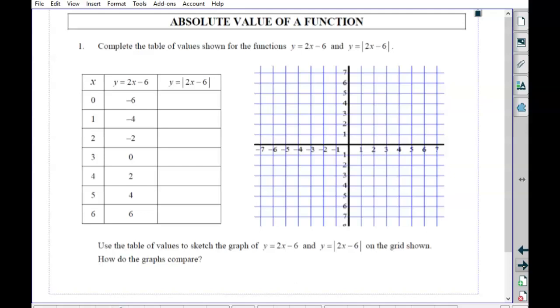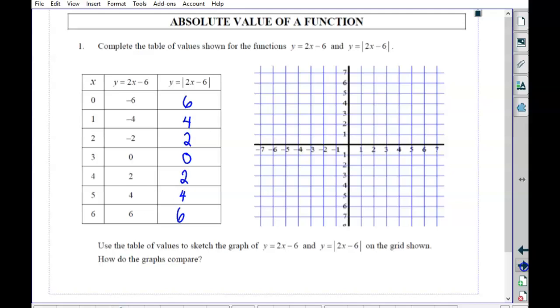So it says complete the table for the functions. This one's already done for you. Then take the absolute value, get the y value if we're taking the absolute value of this. So that means that any negative will become positive, and 0 or any positive stays the same. Then it asks you to graph the original and the absolute value function.